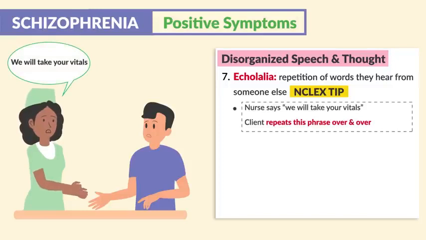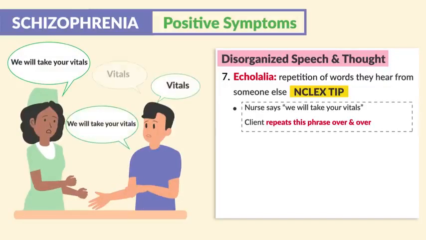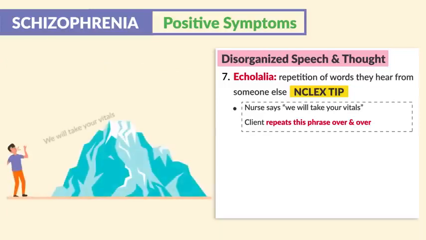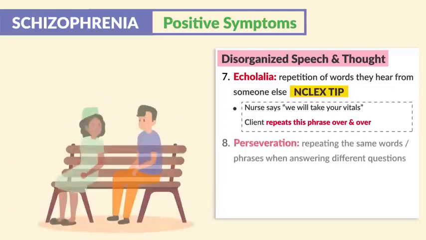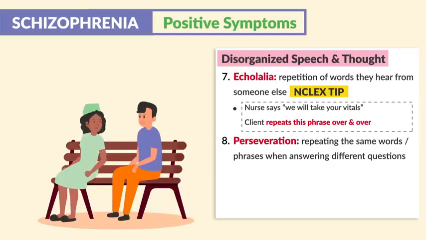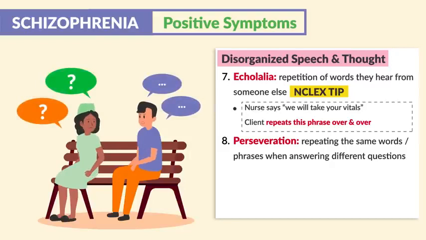And the client repeats this phrase over and over, like, "we'll take your vitals, vitals, vitals." So think of an echo, like when you yell and hear an echo, for echolalia. Now, number 8 is perseveration, repeating the same words or phrases when answering different questions.